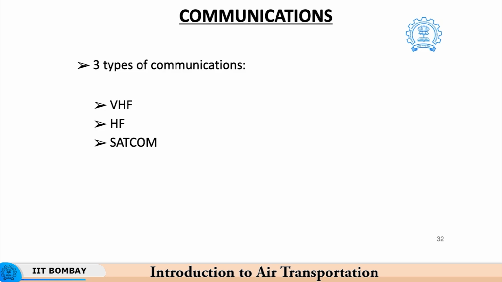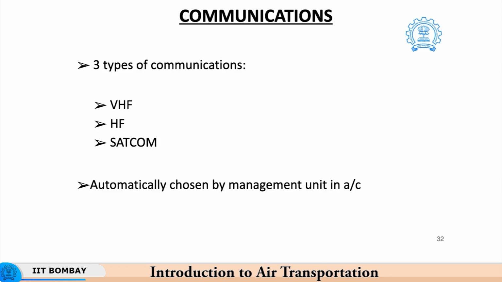Now we will look into the details associated with the communication subsystem of the CNS system. The communication basically happens in three ways. Either through VHF communication, or HF, which is more notably called the airband radio, or SATCOM communication. The CNS system on board the aircraft will select either of the three systems based on the availability in the particular region of operation.